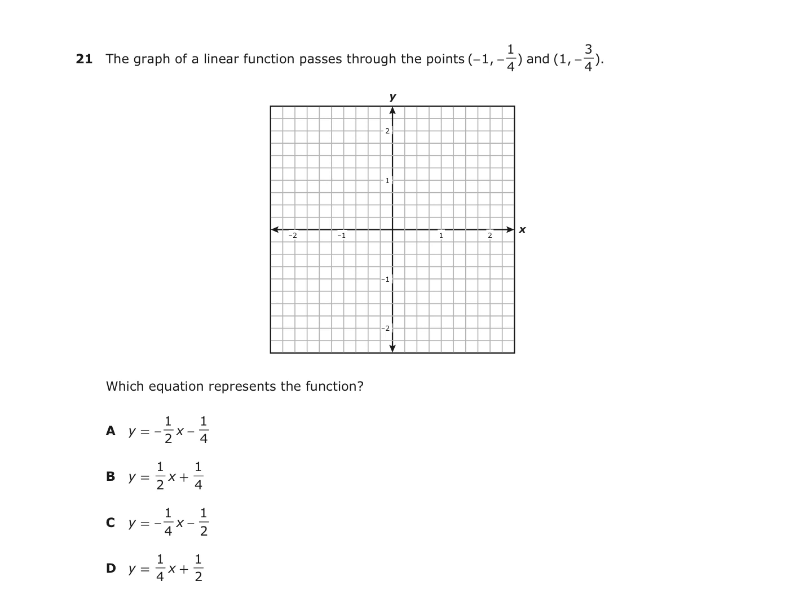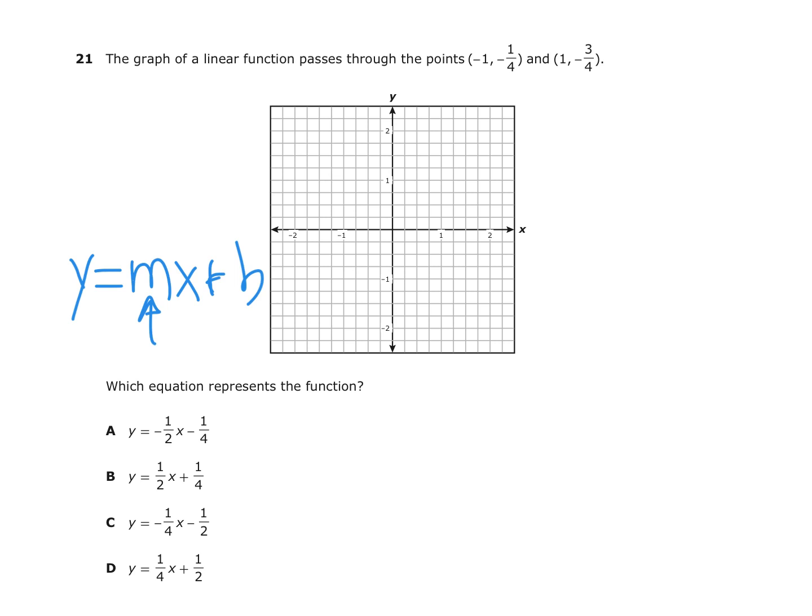Number 21. The graph of a linear function passes through 2 points that are given. Which equation represents the function? So we need to come up with an equation. The equations are in slope-intercept form, y is equal to mx plus b, and m is the slope. They all have different slopes: negative 1/2, 1/2, negative 1/4, and 1/4. So if we could find out what the slope is, we could come up with the right equation.